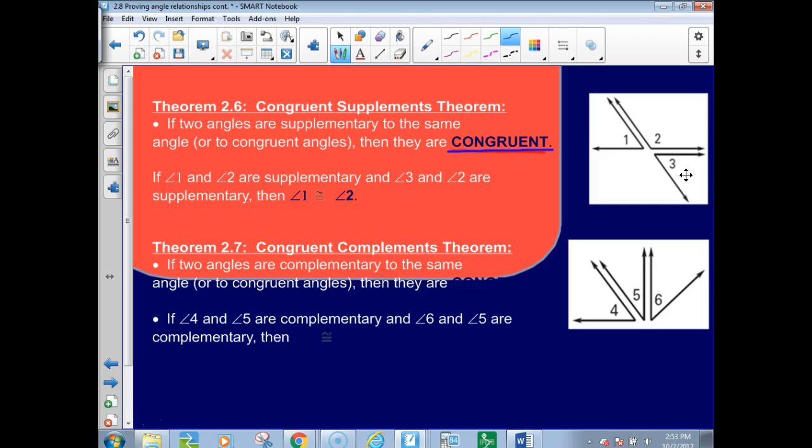That's all it says. The congruent complements theorem is much the same. Oh, did you guys not have this? You had to put this in your blank too? So if angle 1 and 2 are supplementary and 3 and 2 are supplementary, then angle 1 is congruent to angle 3. And we're going to do an abbreviation for this. Congruent supp theorem is how I'm going to let you abbreviate it.